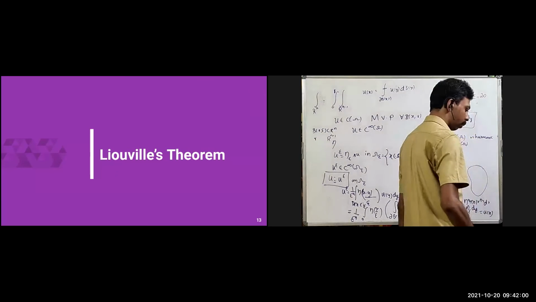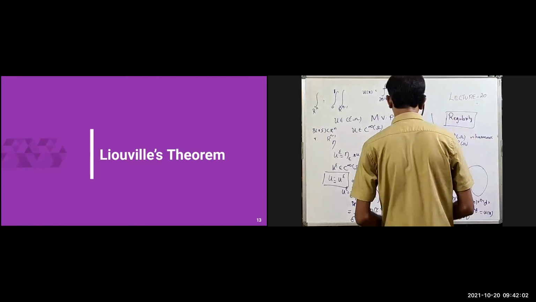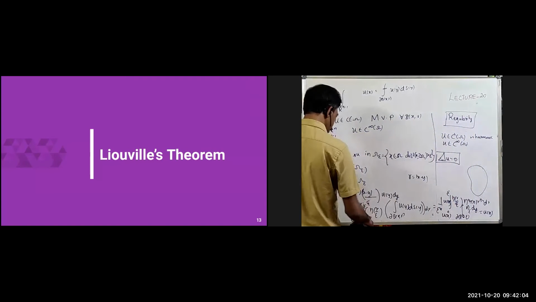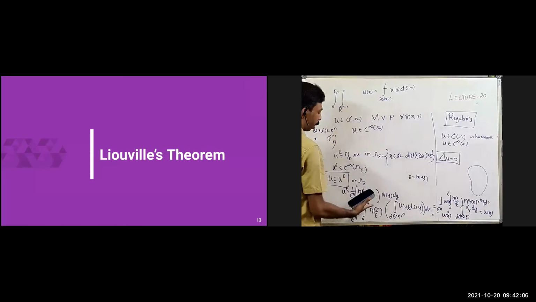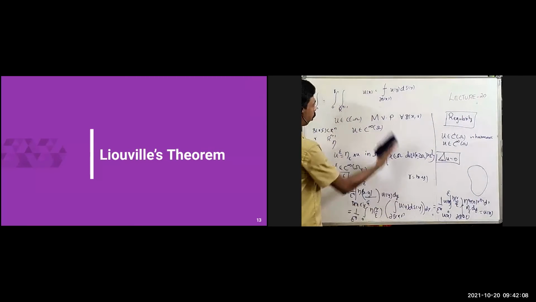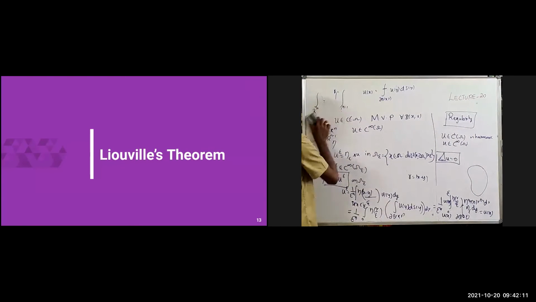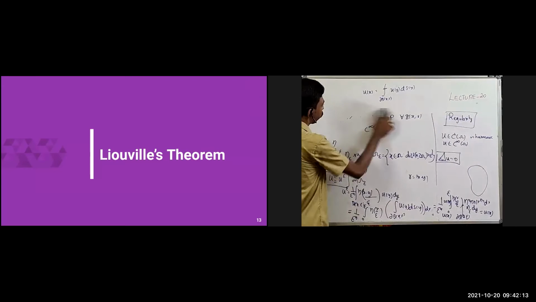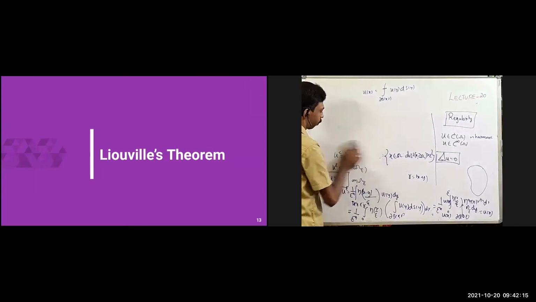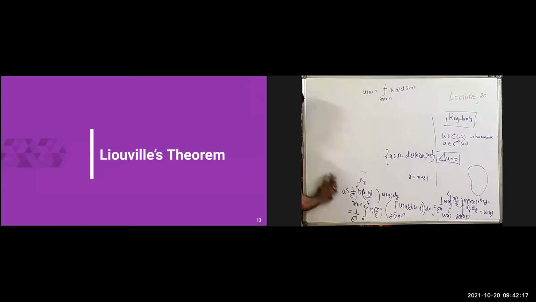Any questions? Any questions? Sorry, I committed a mistake here. It should not be from here to here, but from here I have to use this property. Okay. Any questions?